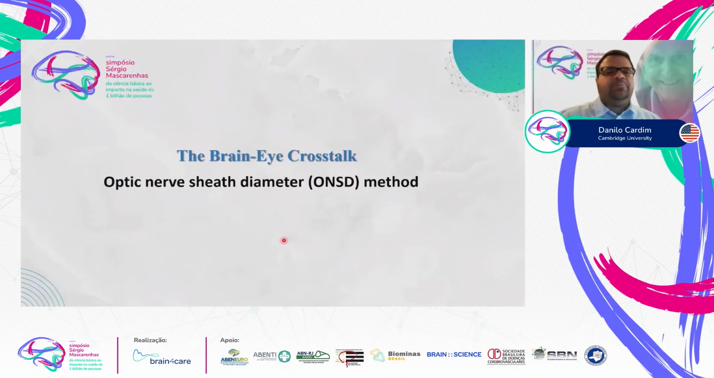And then the second method that I had the opportunity to work with during my PhD with one of my colleagues is the optic nerve sheath diameter, that is basically this crosstalk between what happens in the brain in terms of pressure and what happens to the eye.